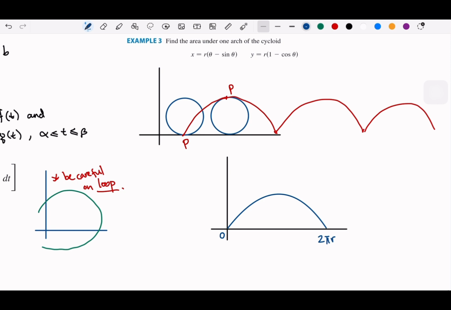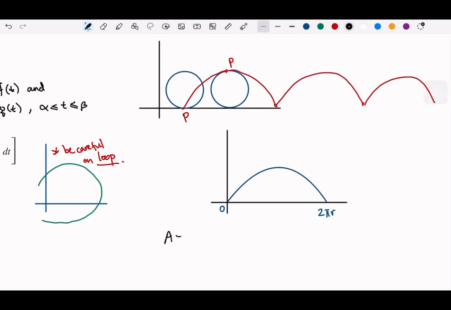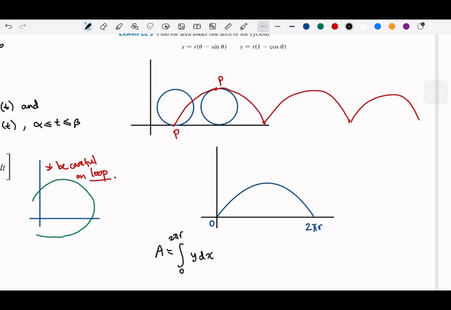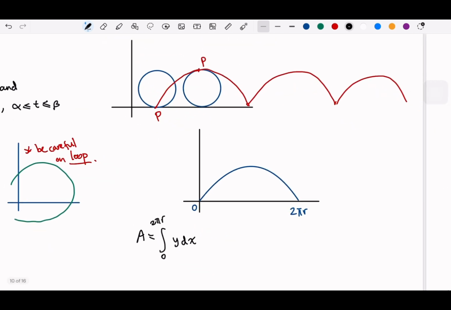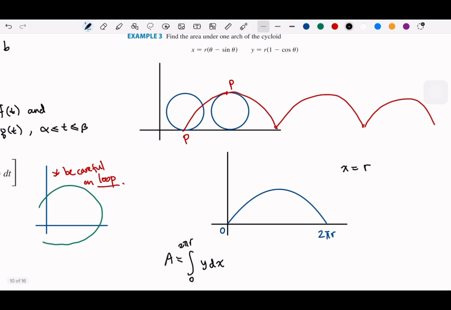So we are going to take this area by taking integration from 0 to 2 pi r. Let's just write y dx first. And then our parameter based on the equation here is theta. So let me write here, x is r theta minus sine theta, and y is r times 1 minus cosine theta.